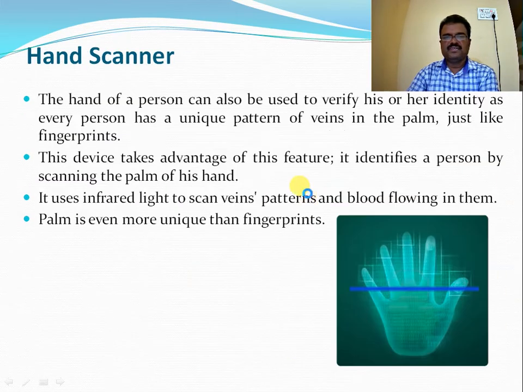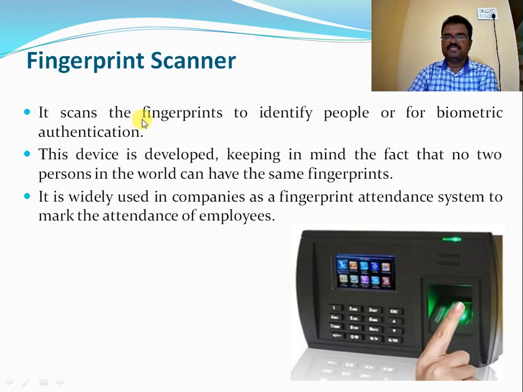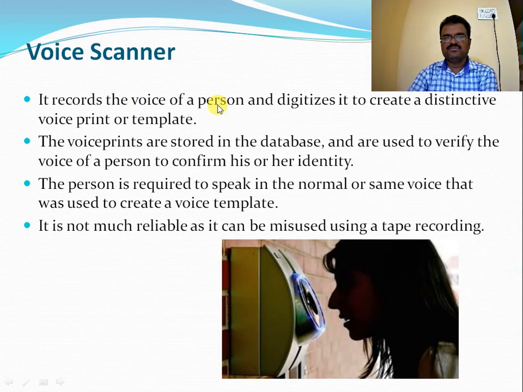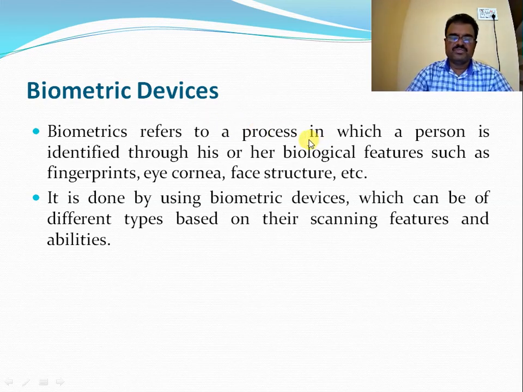So these are the biometric devices: face scanner, hand scanner, fingerprint scanner, retina or iris scanner, and also voice scanner. These are used to identify persons. Nowadays, the security identity of a person is the most important concern, so that's why biometric devices came into the picture. With the help of these devices, a person can be identified by his face, fingerprints, eye cornea, or face structure, and also by voice recognition. So these are the biometric devices used.